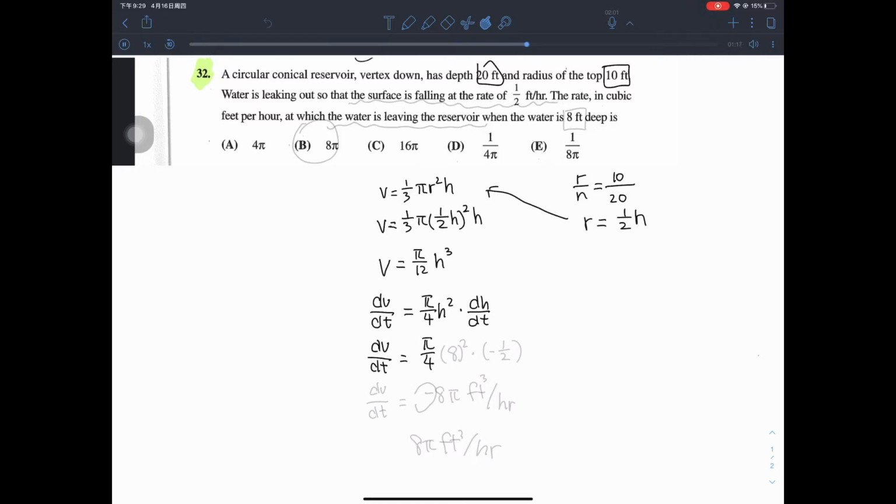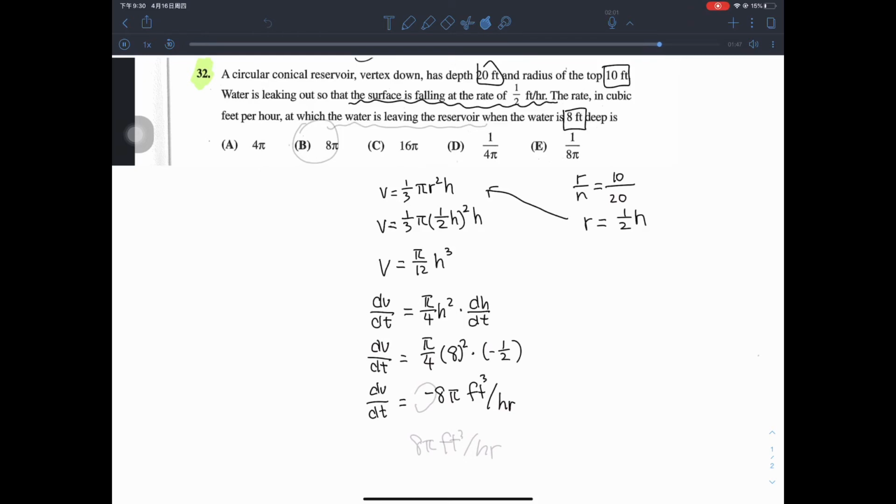For this variable, the height equals 8 feet. So I plug in the 8 times the rate. The surface is falling at the rate of 1/2 feet per hour, so it's negative 1/2. So dV/dt finally equals negative 8 pi cubic feet per hour.